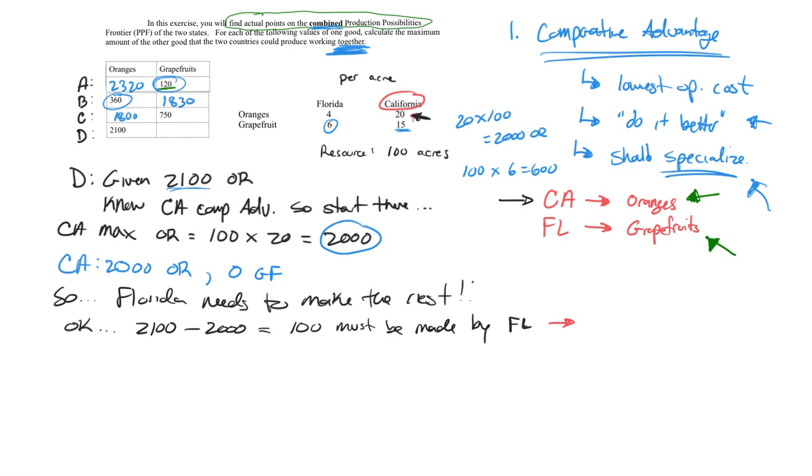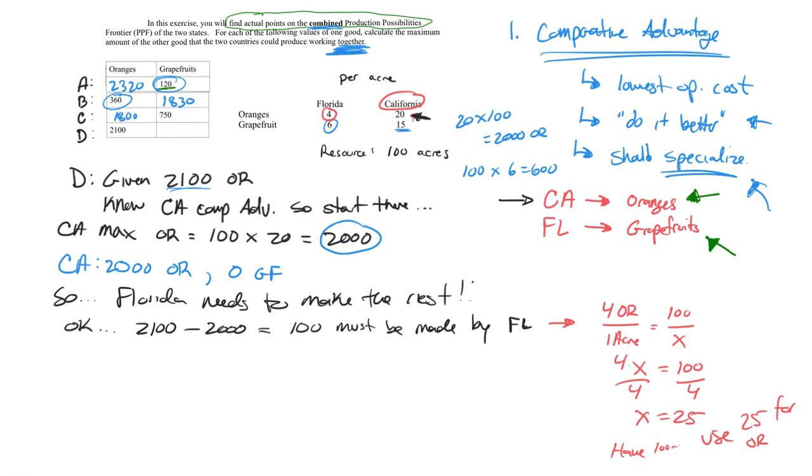So we have to make sure we're looking at oranges and Florida. So that's this 4 number right here. So 4 oranges per every 1 acre. 100 oranges. How many acres is that going to take? 4 to 1 is the same as 100 to what? Cross multiplication, 4x is going to equal 100. Divide by 4, x equals 25. Meaning that Florida is going to use 25 for oranges, meaning they have 100 minus 25, which is equal to 75 for grapefruits.